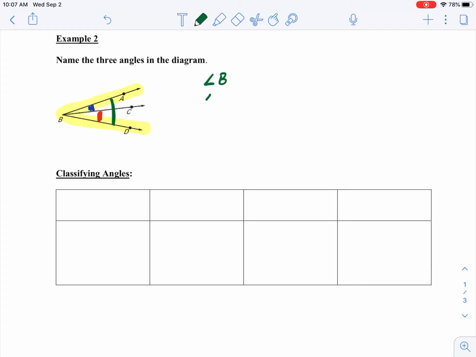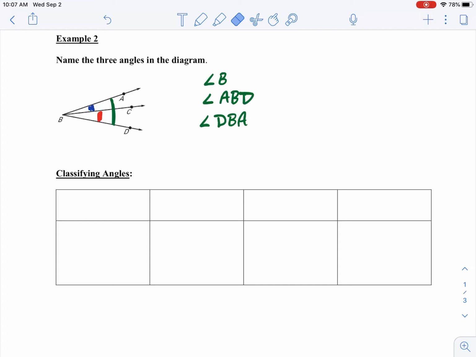I could name it angle B. I could name it angle ABD, or I could name it angle DBA. And see, we got a problem here. Two of those names are very, very good. One name is not so good. So I'm going to put that on hold because let's talk about this red angle real quick.